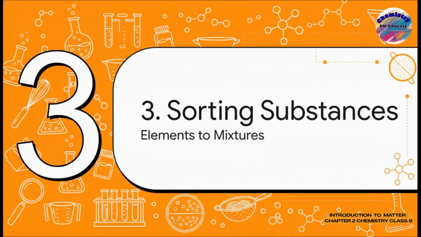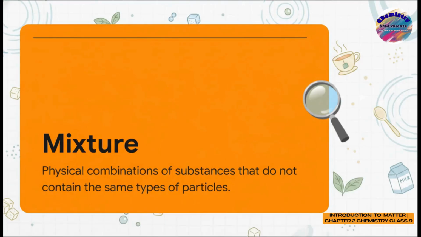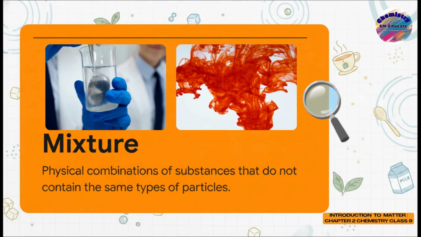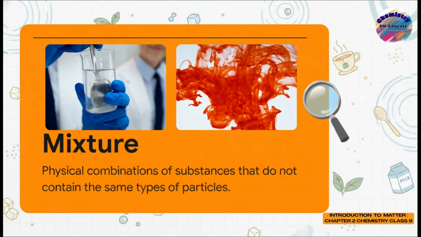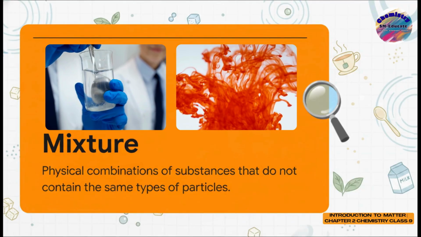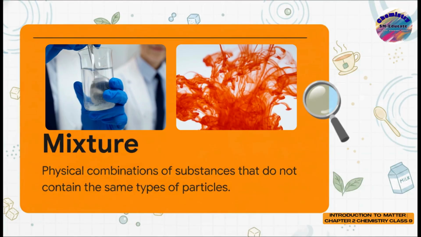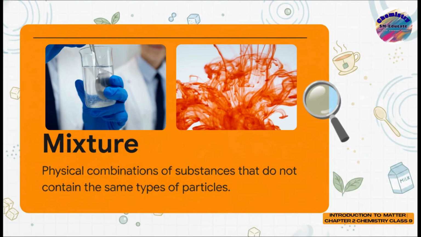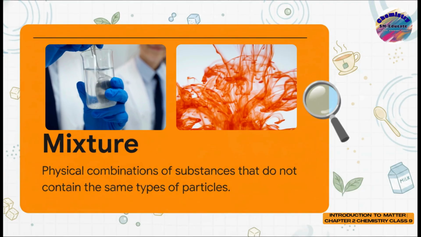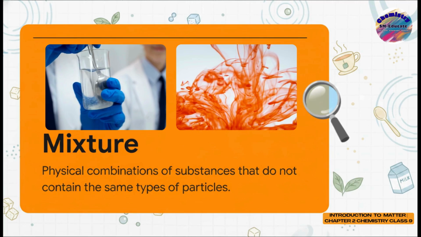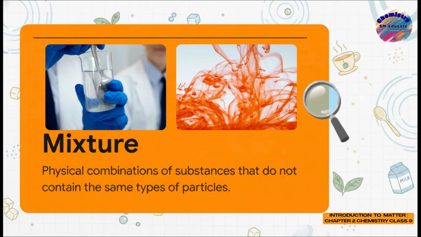All right, on to Section 3, sorting substances and mixtures. Think about making your morning tea. You grab some milk, hot water, tea leaves, maybe a little sugar, and you stir it all together. What you're doing is physically combining different ingredients without causing a chemical reaction. You're creating a mixture. Mixtures are simply physical combinations of substances that don't contain the same types of particles, but they still retain their own chemical identities. The sugar is still sugar, and the water is still water.